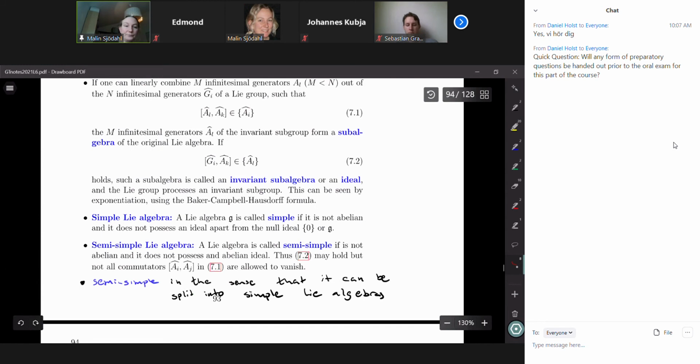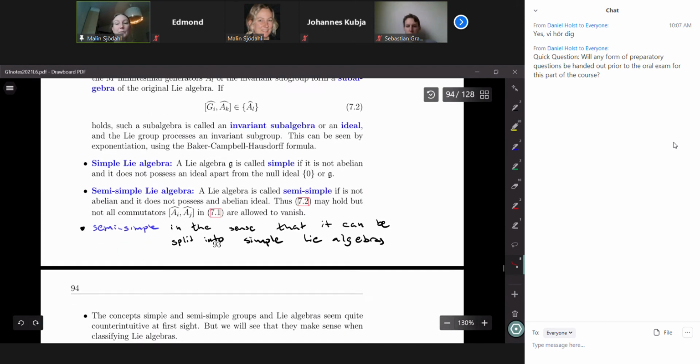Okay, so now to the concept of a simple Lie algebra. A Lie algebra is called simple if it is not abelian and it does not possess an ideal, so it cannot be split into another ideal, apart from the null ideal or itself. So essentially it's simple if it cannot be split.